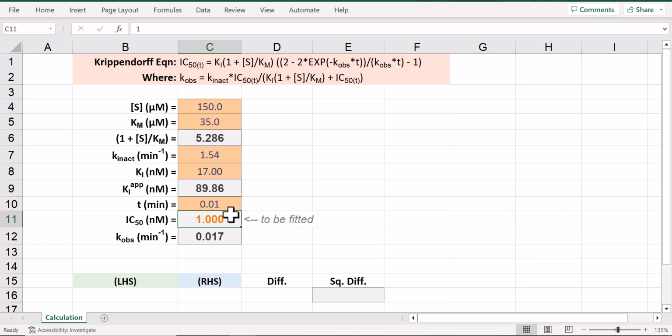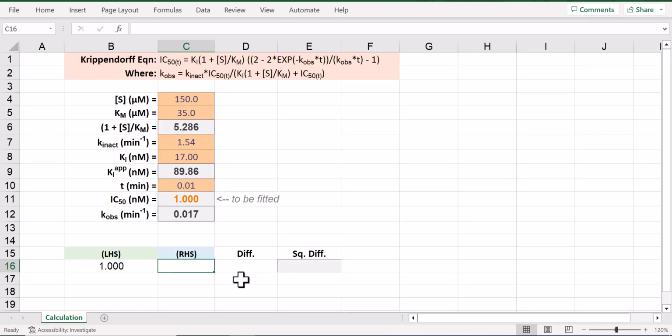So the key to using Excel to solve an implicit equation is to separately calculate the left and right hand sides of the equation and then to calculate the difference between them. Now the left hand side of the Krippendorff equation is dead easy. It's simply equal to IC50, or C11. But the right hand side of the equation is really tricky and we have to type it carefully.